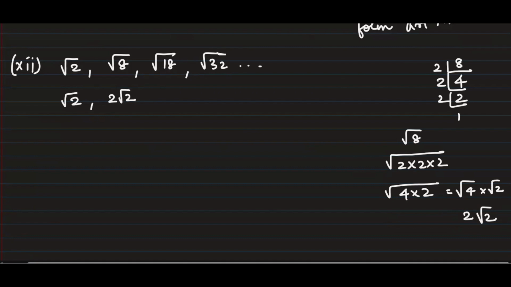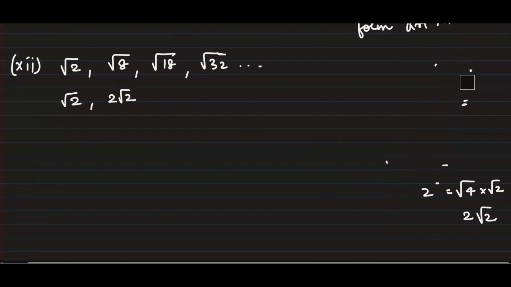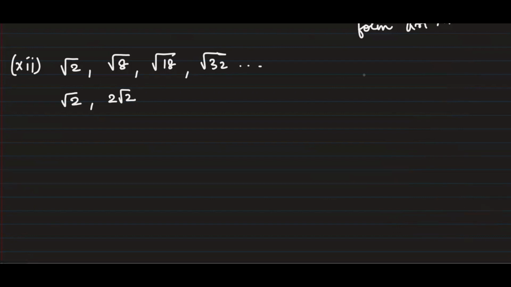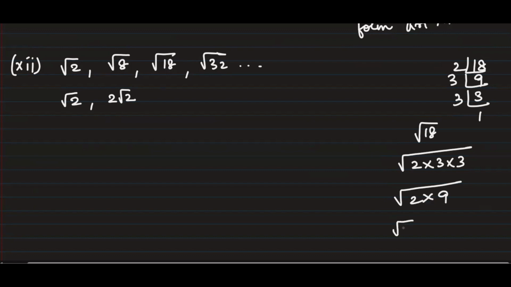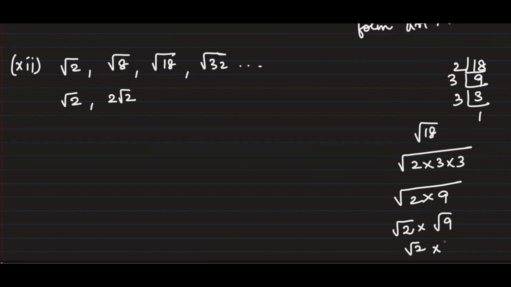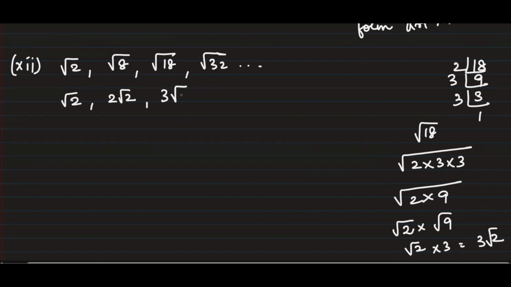In the same way, we will find root 18 and root 32. For 18, take 2: 2 9s are 18, then 3 3s are 9, then 3 1s are 3. So root 18 can be written as the square root of 2 into 3 into 3, which is the square root of 2 into the square root of 9. The square root of 9 becomes 3, so root 18 can be written as 3 root 2.